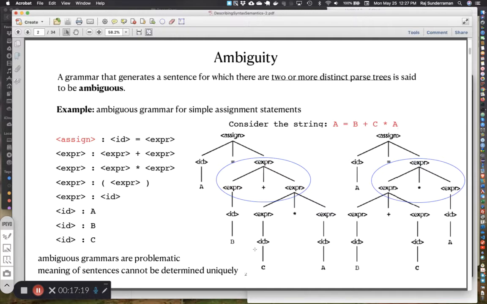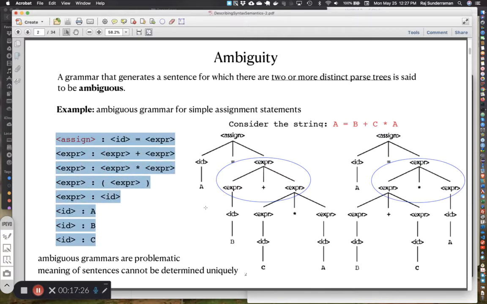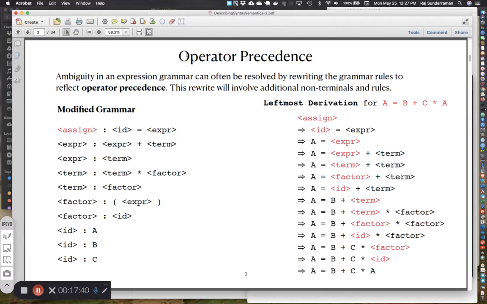How do we ensure that? Obviously, with this grammar we cannot. We just saw that this is ambiguous. So the solution is to modify this grammar in a clever way, to have a different grammar in which the multiplication happens first. This concept is referred to as operator precedence, and it is possible to rewrite the grammar rules to reflect this operator precedence and avoid the ambiguity.